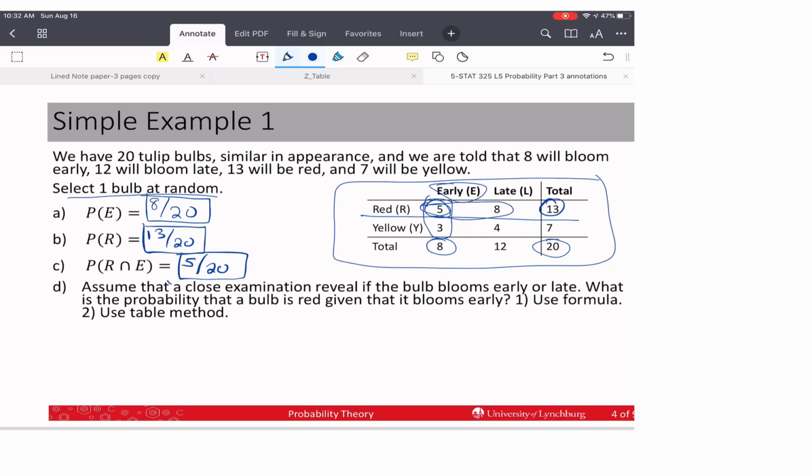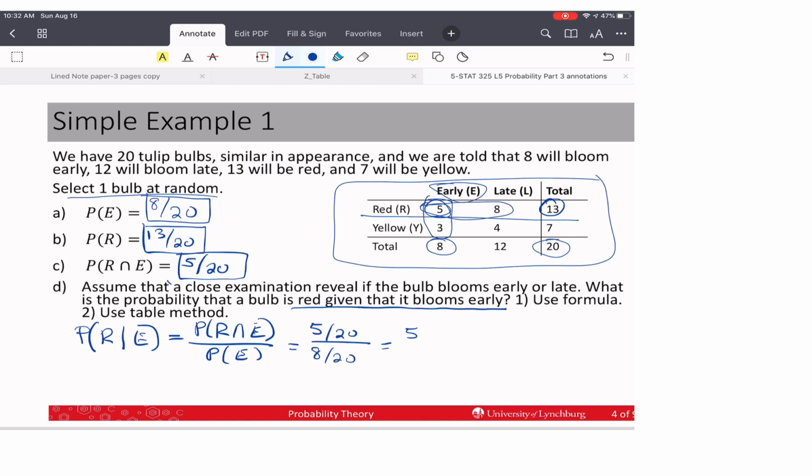Now we want to find a conditional probability, and it says, what's the probability that a bulb is red given that it blooms early? So we need to write out the symbol for this. We know how to write the equation. So red given early. And then we can write the equation, P(R and E) over the probability of E. And we have these up above, 5 over 20, and then E is 8 over 20.